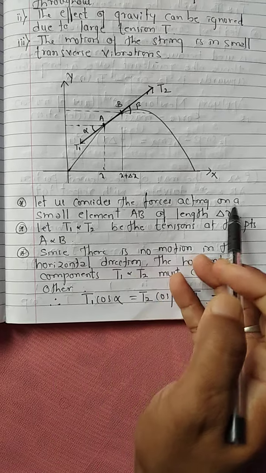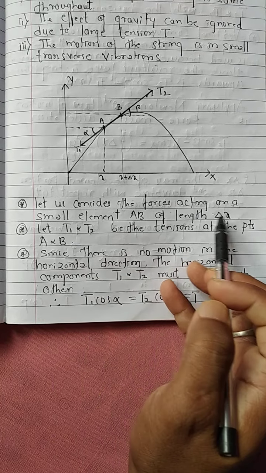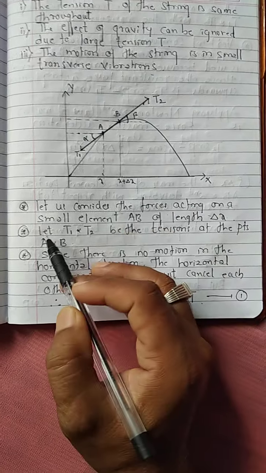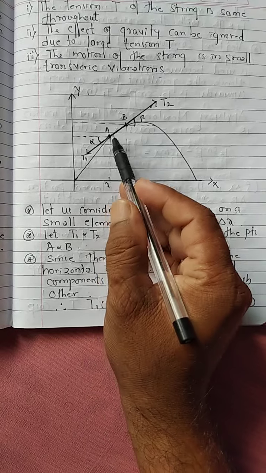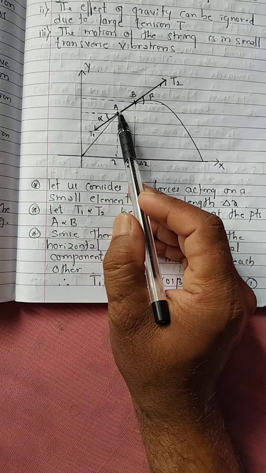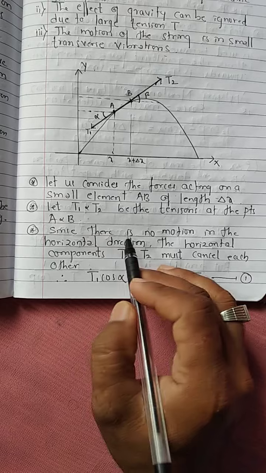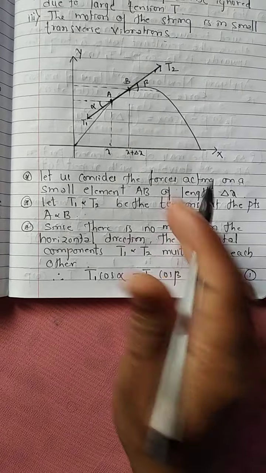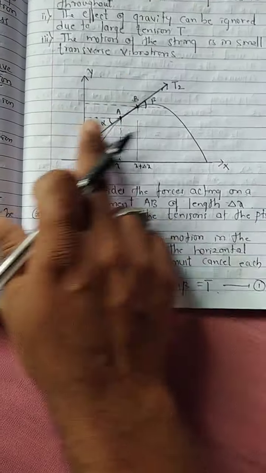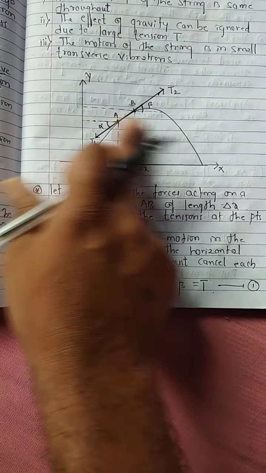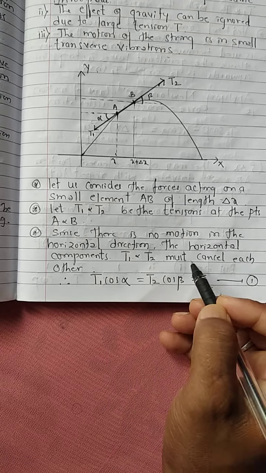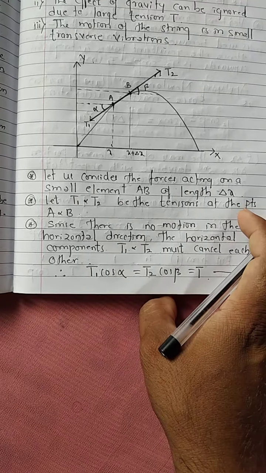Let us consider the force acting on a small element AB of length delta x. Let T1 and T2 be the tensions at the points A and B. If you stretch this, tension will act along A and along B. Since there is no motion in the horizontal direction, we are only giving the tension vertically. Therefore the horizontal components of T1 and T2 must cancel each other.